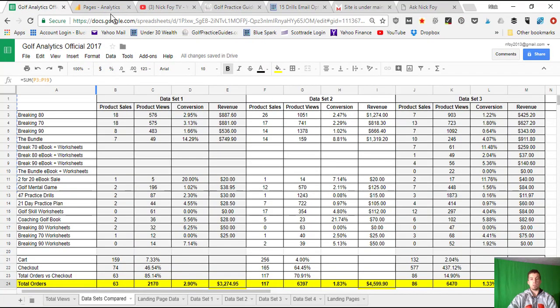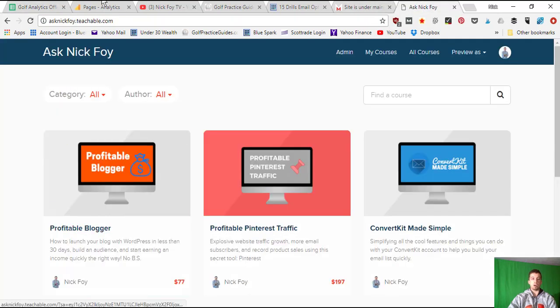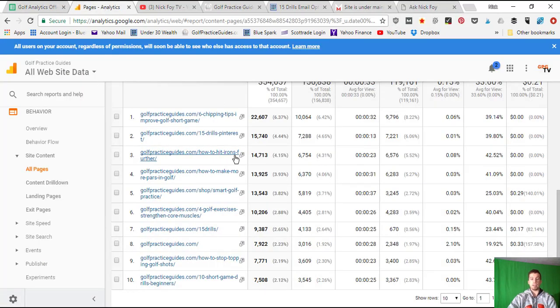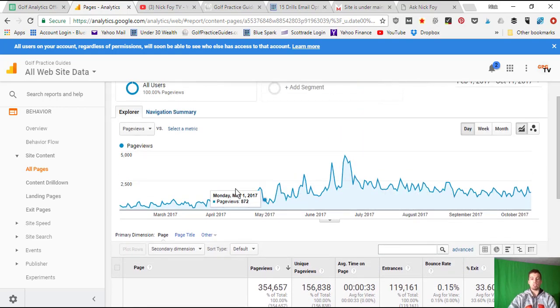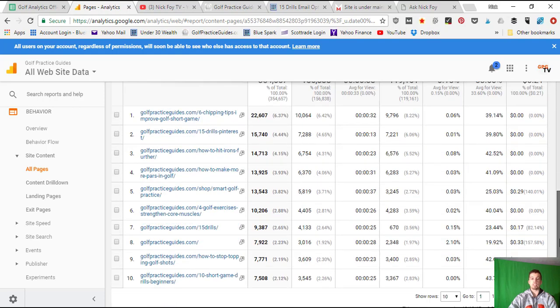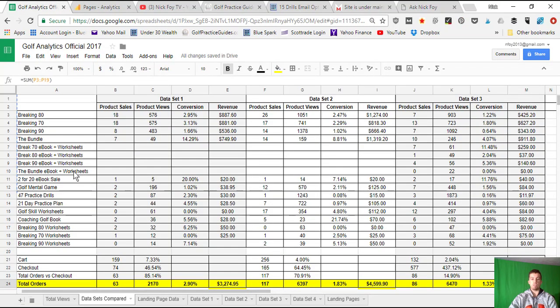You'd start your website, which again, I show you in my course, Profitable Blogger, how to set up your website and how to set up analytics for it so that it can begin tracking your traffic. And then after you let it go for about six to 8 months, you can compile a bunch of data like this in order to build a spreadsheet and figure out what your conversion rates are, how much revenue you're bringing in, and you'll start to get a better understanding of what you need to do to make more money.